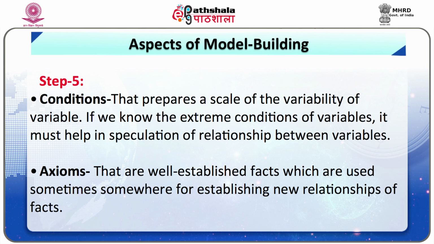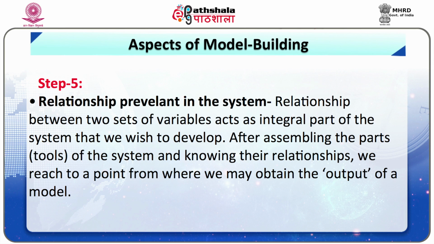Number B, conditions. That prepares a scale of the variability of variance. If we know the extreme conditions of variables, it must help in speculation of relationship between variables. Number C, axioms. That are well-established facts which are used sometimes, somewhere for establishing new relationships of facts. Now D, relationship prevalent in the system. Relationship between 2 sets of variables acts as an integral part of the system that we wish to develop.